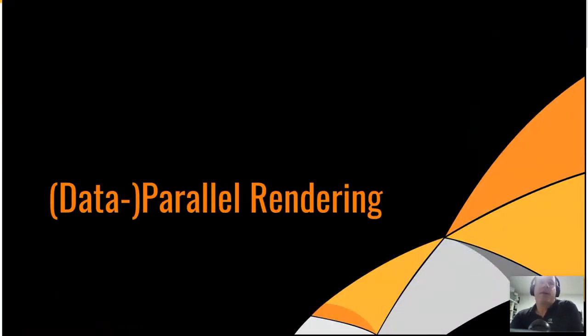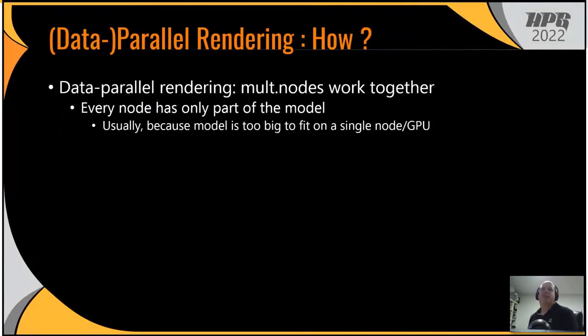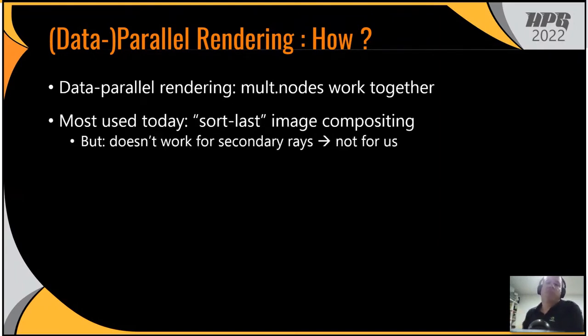So data parallel rendering. The concept of data parallel rendering is that you have multiple nodes that work together to render a certain image and a certain model. So every node only has a certain part of the model, usually because the model is too big to fit on one, so you want to split it up over multiple nodes. A node might mean a GPU, it might be a physical node in the cloud or something like that.